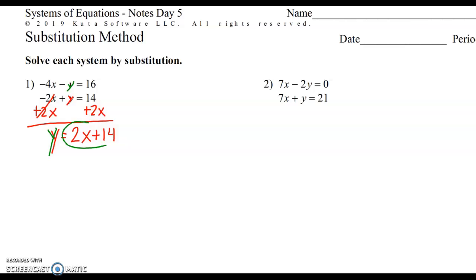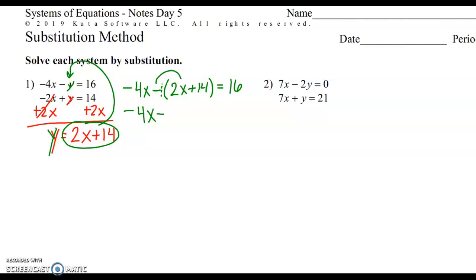Now that we have a substitute for y, where I see y in the other equation, which would be the top equation, I would substitute in the 2x plus 14. So we have negative 4x minus y is equal to 2x plus 14, and that's currently equal to 16. Remember, there is an invisible 1 here, so we have to distribute the negative 1. We have negative 4x, negative 1 times 2x is negative 2x, negative 1 times 14 is negative 14, and we're equal to 16. Like terms, negative 4x minus 2x is negative 6x, still minus 14, still equal to 16.